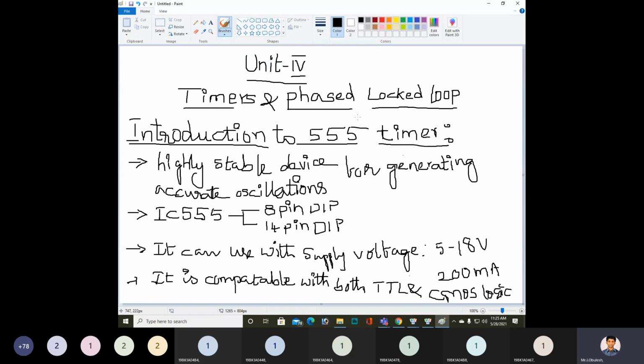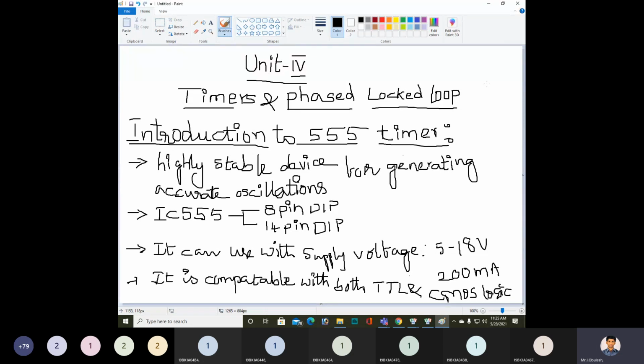So this is the basic introduction to IC 555 timer. The first point is here, the IC 555 timer is a highly stable device for generating accurate oscillations. Second point, this IC 555 timer is available in two packages, 8-pin and 14-pin dual input.